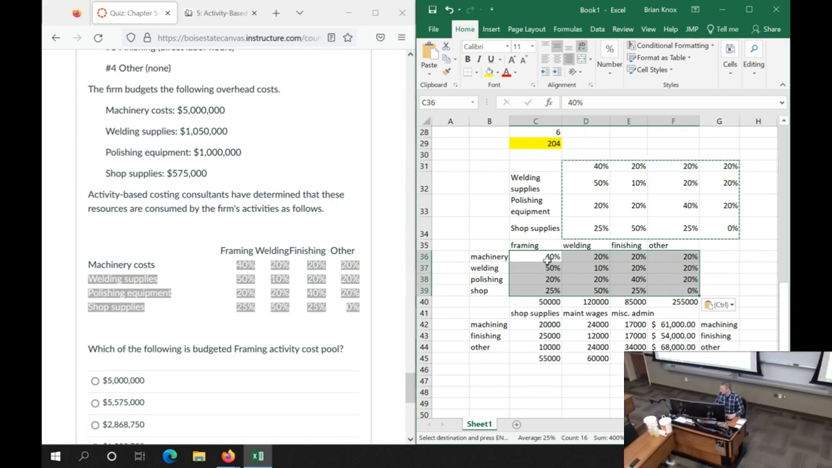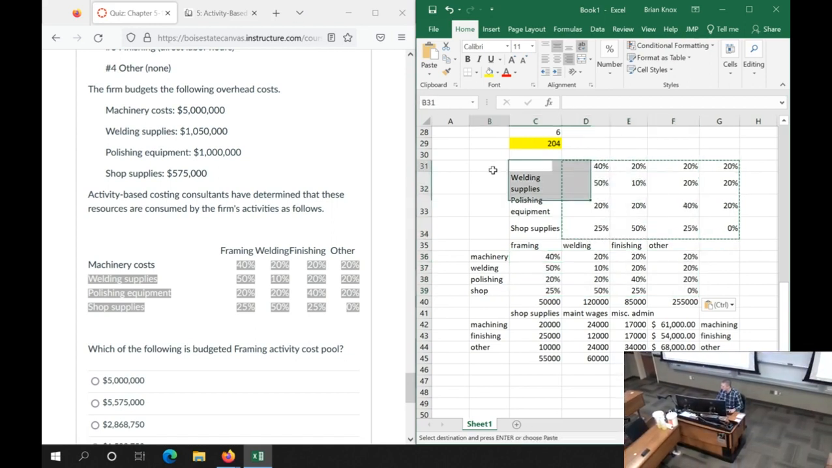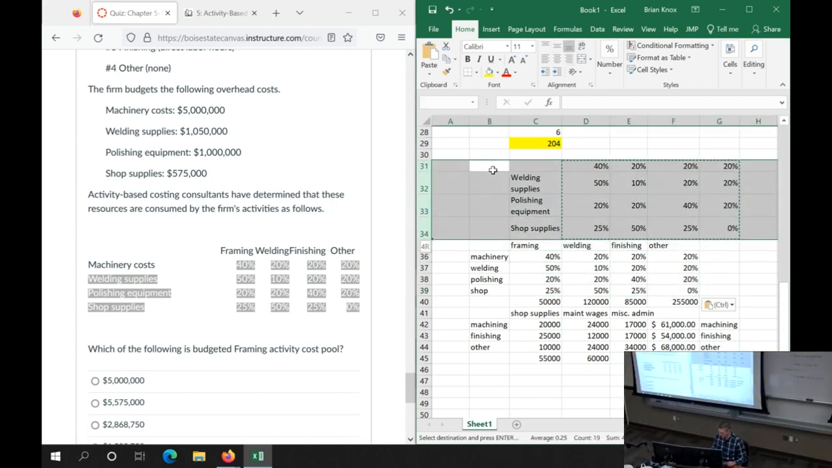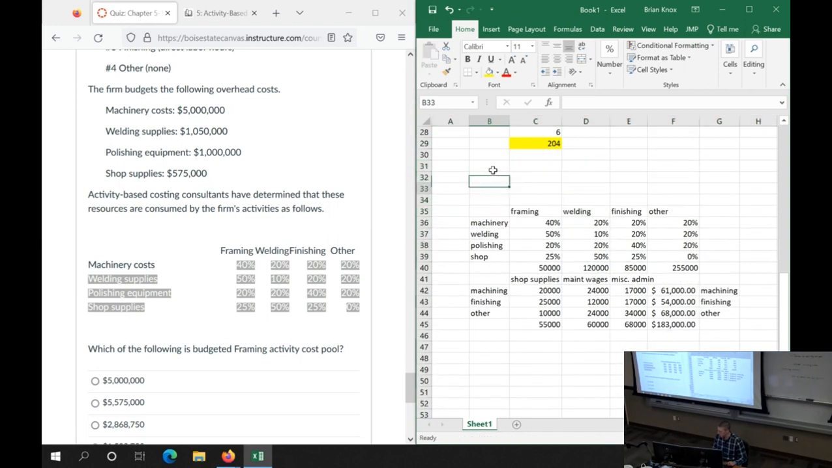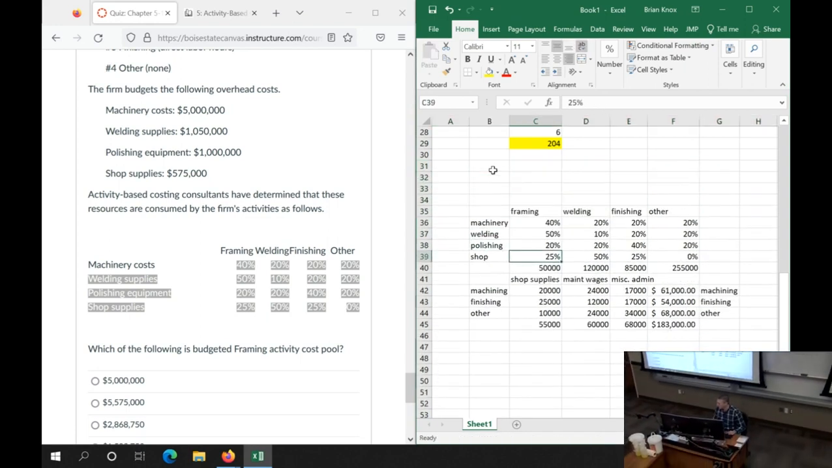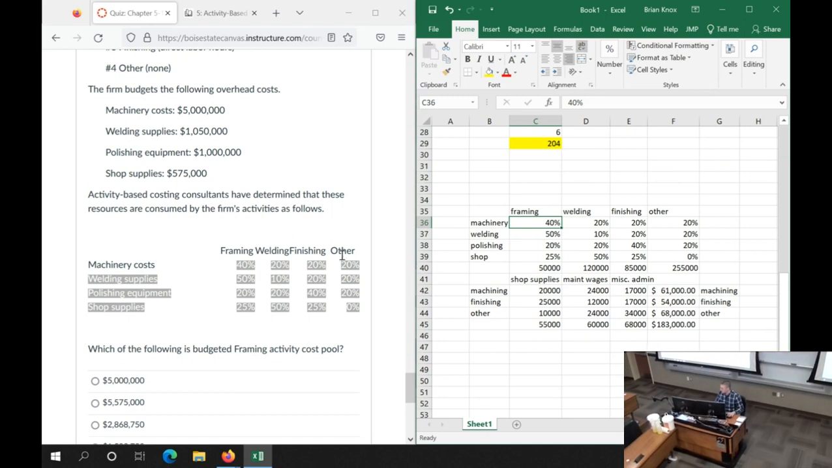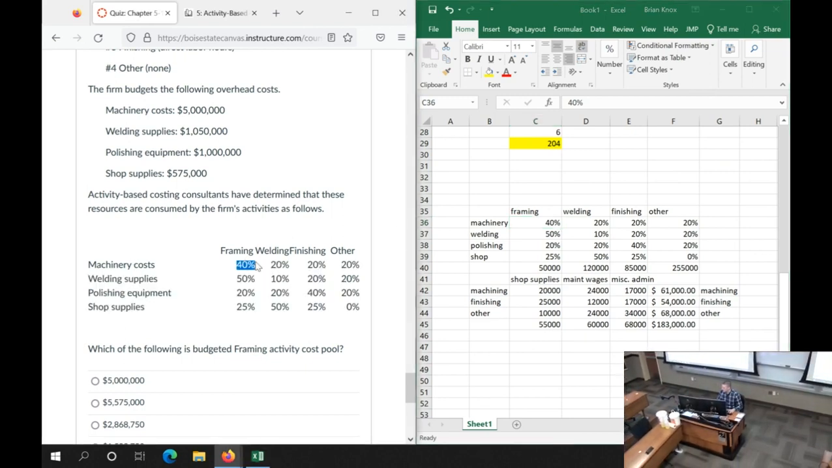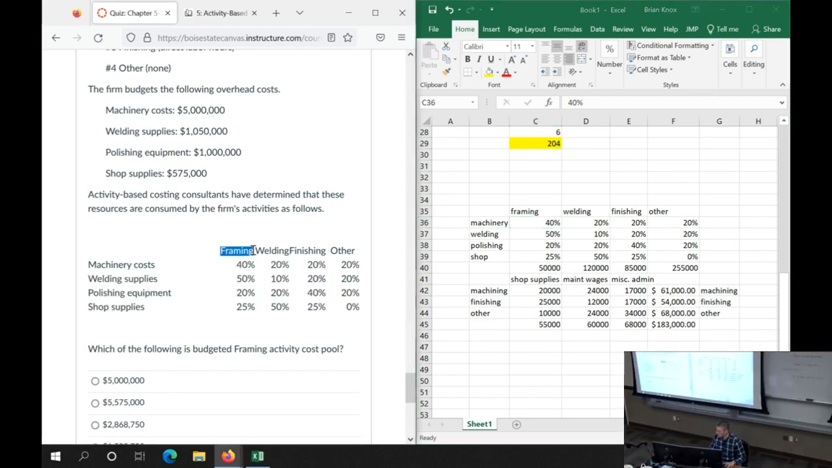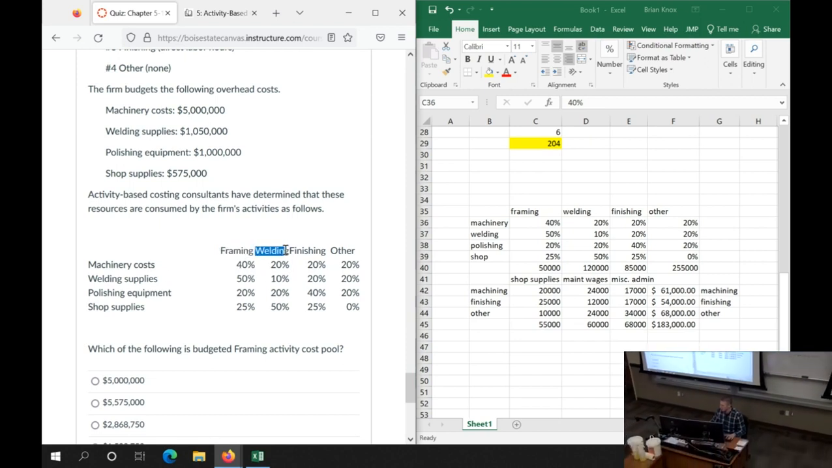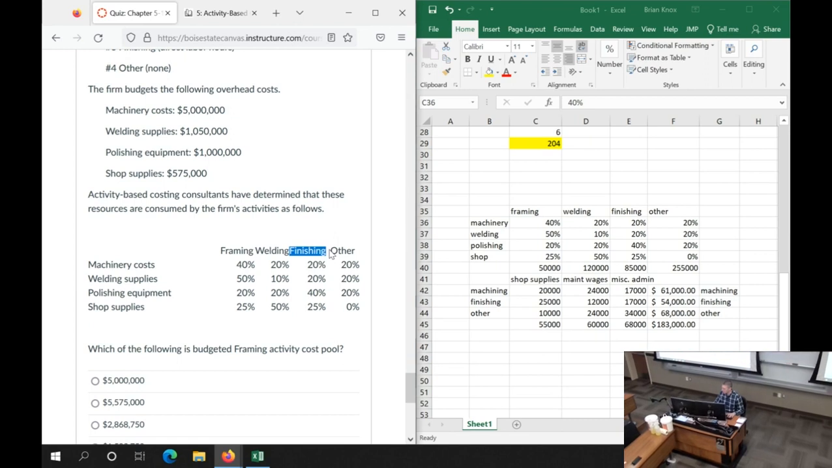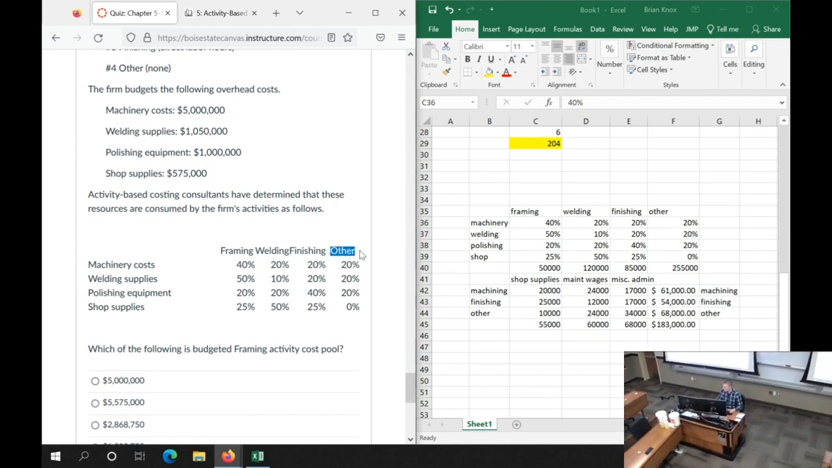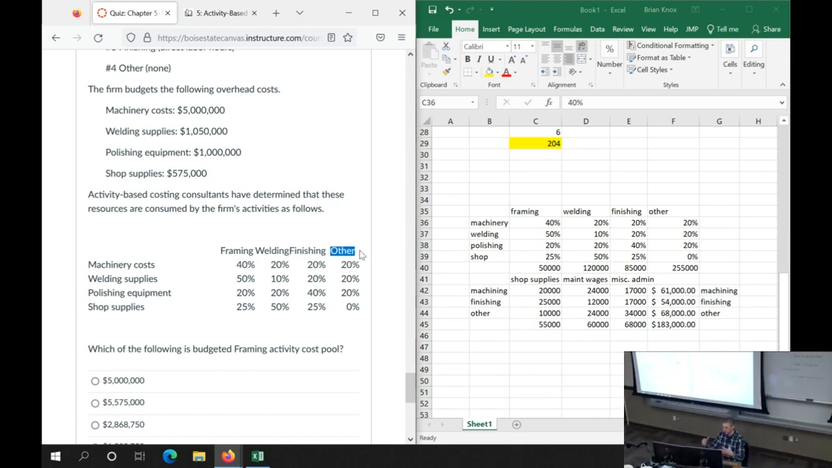Okay, great. So I've got all these percentages here. Let me get rid of these. All these percentages here: framing, 40% of machinery costs are consumed or associated with the framing activity. 20% are associated with the welding activity. 20% are associated with the finishing activity. And 20% are associated with other, which means they're not associated with any of the cost drivers that we're going to use.